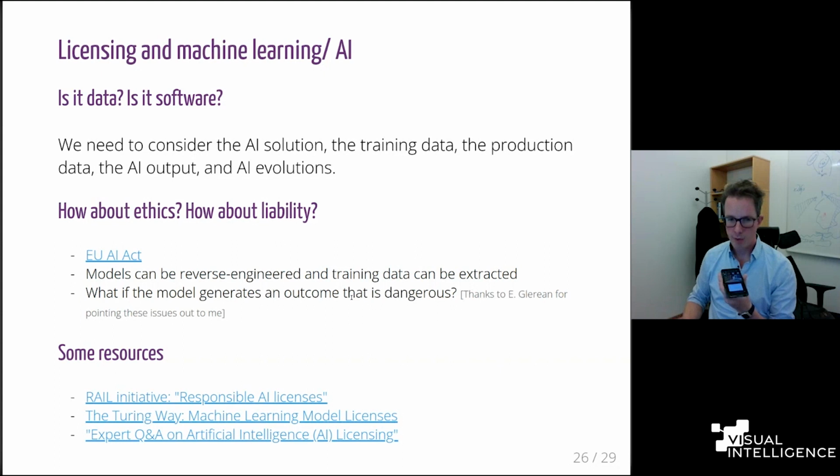And we need to think about licenses. We need to think about ethics and liability. What if the model detects cancer in one case, and doesn't in the other one, and somebody gets harmed, who is liable now? And I'm not an expert in this field, but I list here a couple of resources where one can read more. I think it's a very interesting question. Maybe we can come back to that during the Q&A.